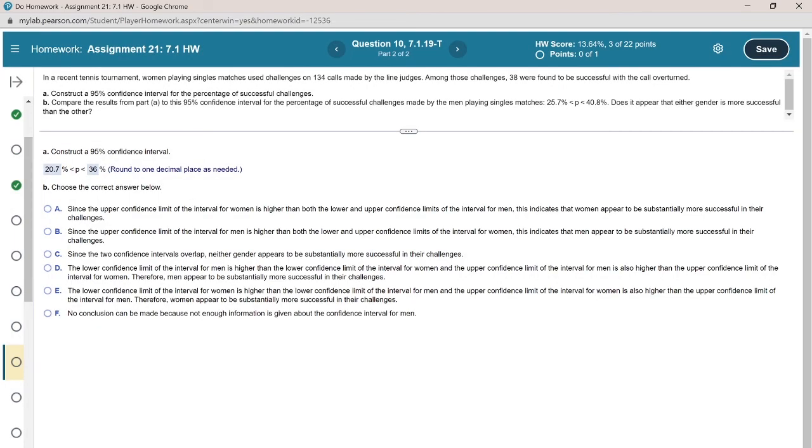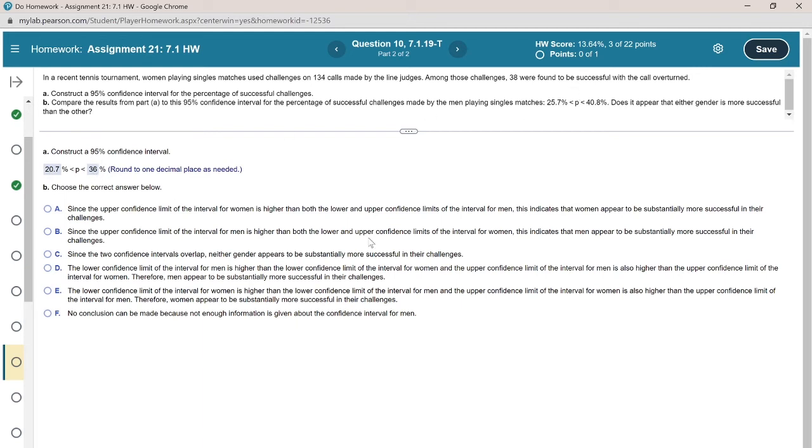Okay, so now based on this confidence interval, what we can say: since the upper confidence limit of the interval for women is higher than, okay, what is that? So for part B, compare the result from part A to this 95% confidence interval for the percentage of successful challenges made by the men playing singles matches. So their estimation is the confidence interval from 25.7% to 40.8%. Here for the women it's 20.7 to 36%. So as you can see here, they are overlapping.